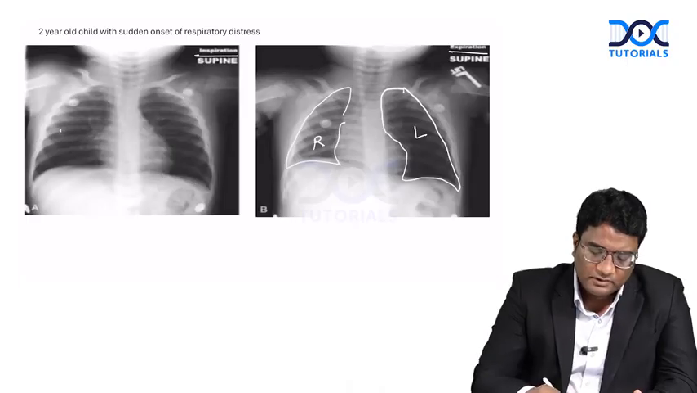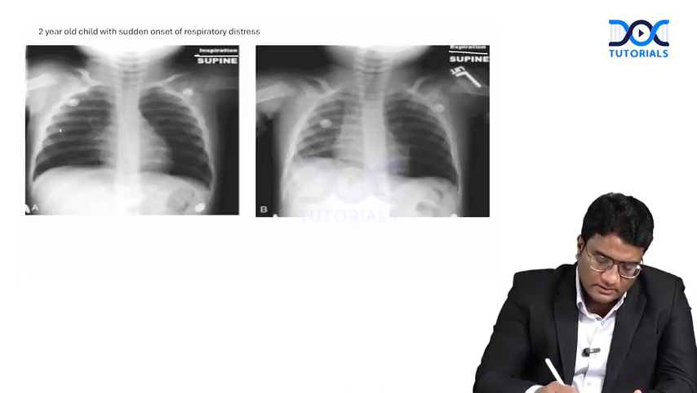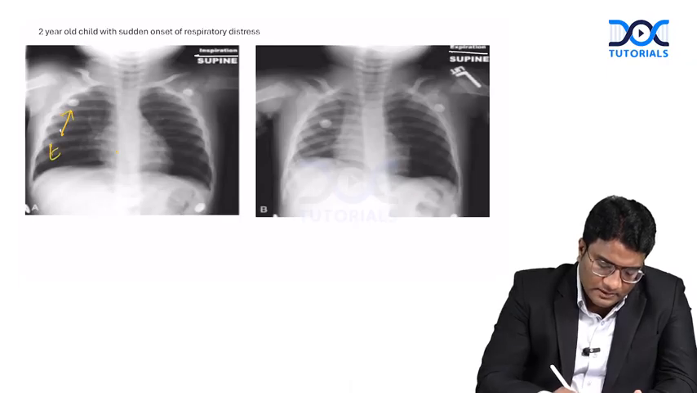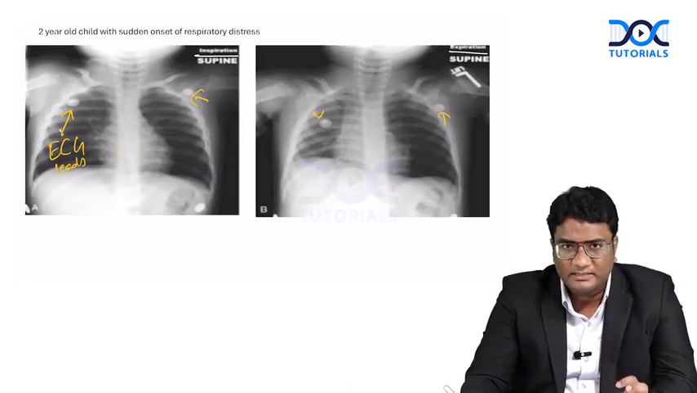So do not confuse these with ECG leads. These are your ECG leads. These are not foreign bodies, right? So there is no foreign body in the right lung. There is an ECG lead.